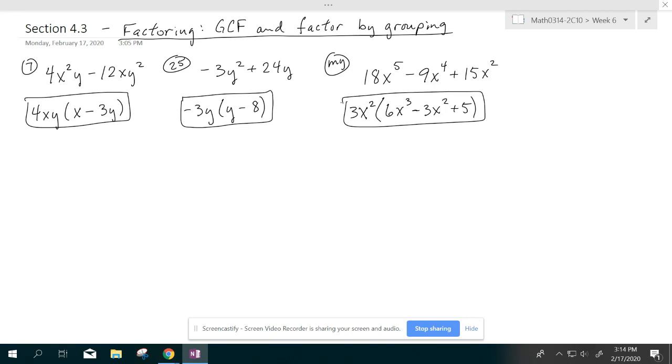Okay, so now we're going to move on to the next thing, which is factor by grouping. Factor by grouping. Number 47.